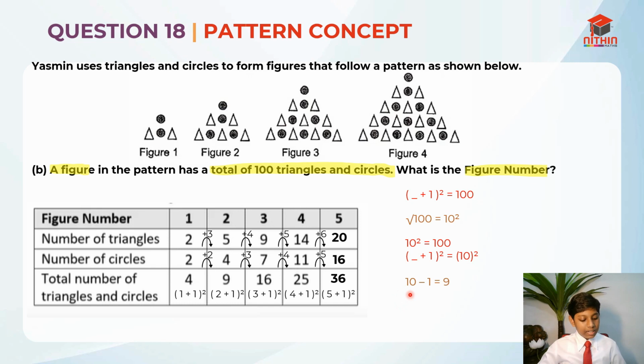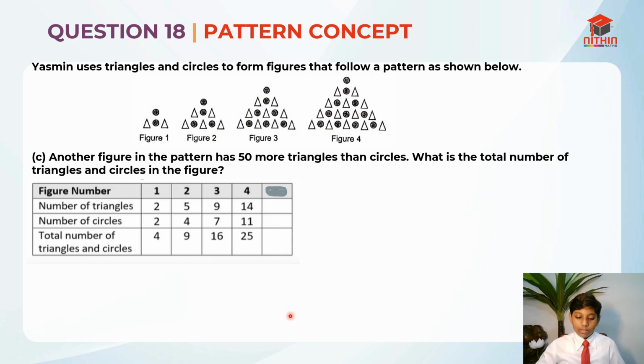It's basically taking 10 minus 1 equals to 9. So the blank is basically 9. So it's 9 plus 1 squared equals to 100. So 9 is the answer for part B. Okay, so I hope you understand my explanation for part B. Let's move on to part C.